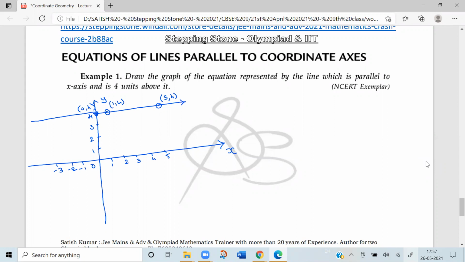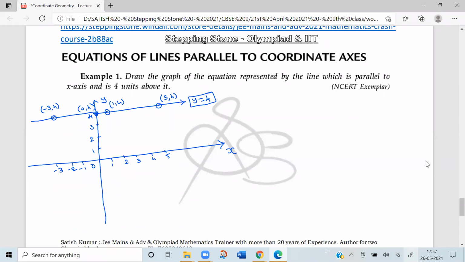If you want, you can take one more. Tell me this point, coordinate. -3, 4. For the common observation in all these points, the y coordinate is always 4. That means this equation is y equal to 4. Now verify all this. Whatever may be the x value, the value of y is always 4 only.